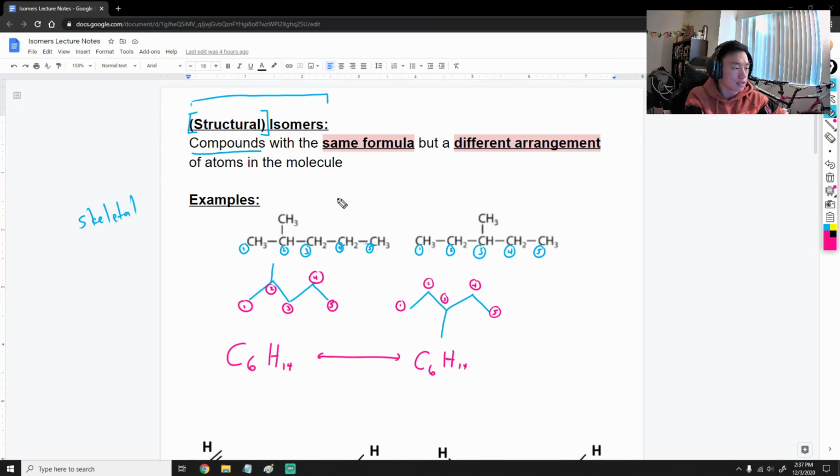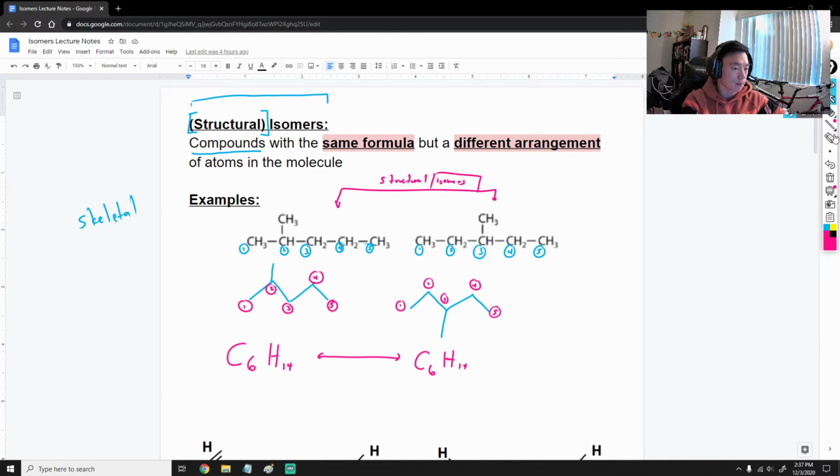So what that means is that both of these chemicals are called structural isomers. Okay, in this class, I'm just going to say isomers from now on, but these are isomers. Isomers are chemicals with the same formula, but they are arranged differently. They both have 6 carbons, and they both have 14 H's, but the atoms are all arranged differently.